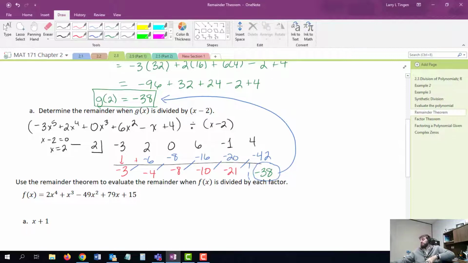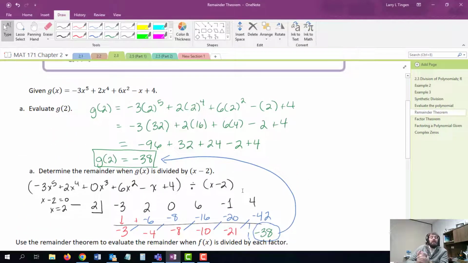So why is this useful? Well, it's useful because, honestly, once you get the hang of it, synthetic division is easier than evaluating long polynomials, especially for values of x that are larger. So that is an example of where if I need to evaluate a polynomial, I can use synthetic division and get the remainder. Or if I've already performed synthetic division, I can tell you what the value of that function is going to be when you plug in the value, or in this case, when you plug in 2, I can tell you g of x is going to return -38.